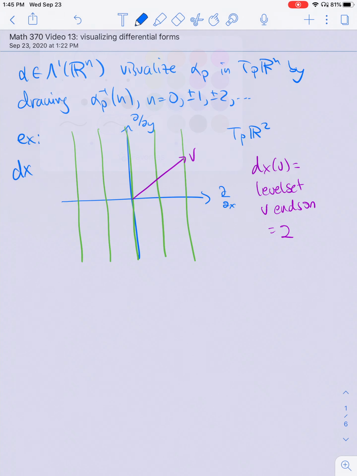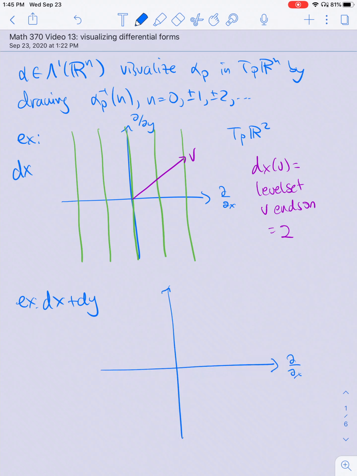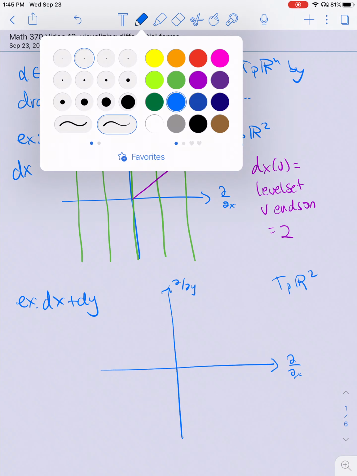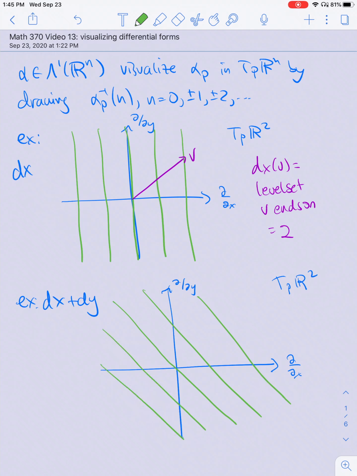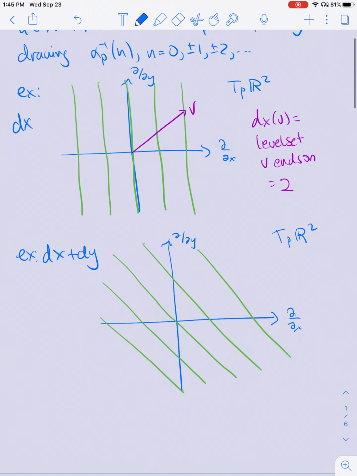And more generally, if I want to do dx plus dy, well, now I have to, so this is my d/dx, this is my d/dy, picture of T_p R2 again. I want to draw the level sets of the function x plus y, which here look like this. Okay, so there are a couple of different ways I can understand. Oh, and I guess I should talk about R3 before I talk about varying the point in R2.